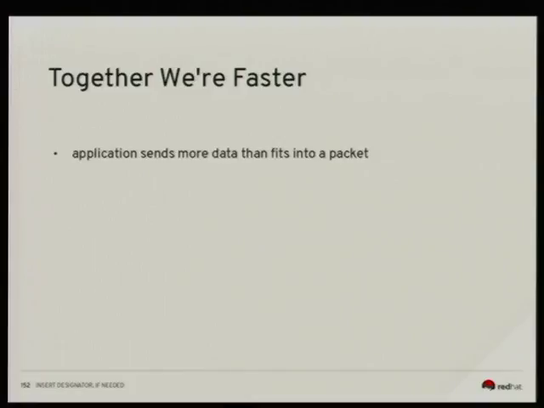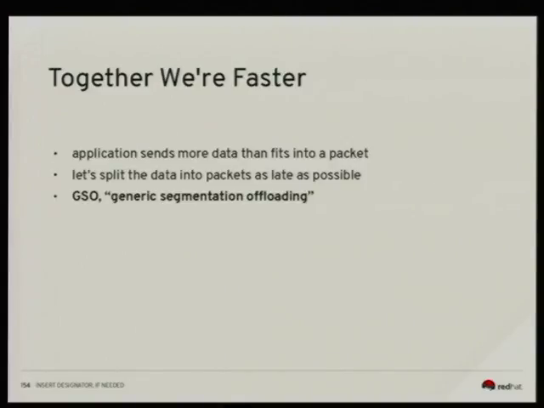When you think about the opposite direction, an application sends data. It usually sends more data than fits into a single packet. One packet is about one and a half kilobytes, and quite often the application sends more. So again, we hold the data together as long as possible and split it into packets at the very end. Again, the same logic: we pass the stack only once for multiple packets. This is called GSO, generic segmentation offloading. So again, we build a super packet at the beginning and just go all the way down.